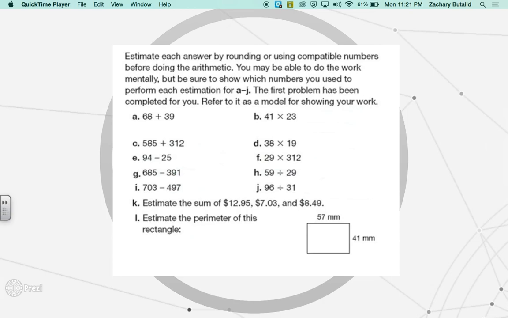All right, so like when you write down your problem for letter A, I'm going to give this one to you. If you're just going to estimate, what you're going to do is round this to 70. So write down 70 plus 40 on yours, and your answer would be 110.